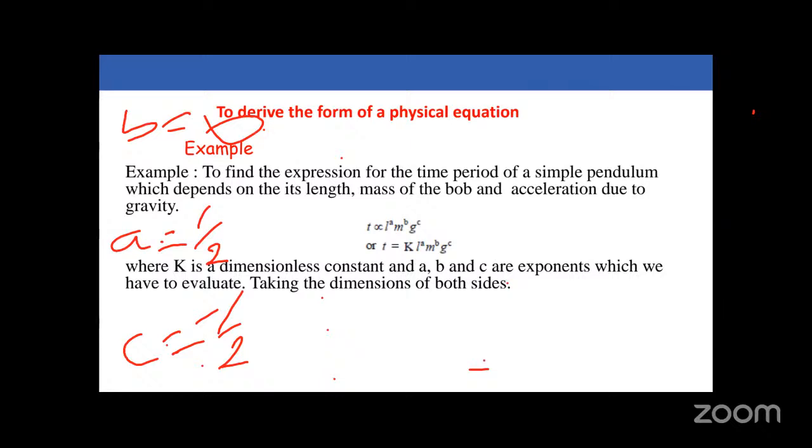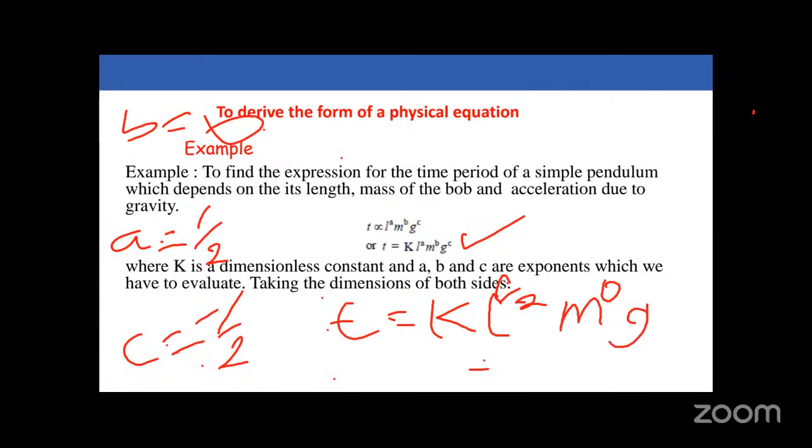So if we come back to this expression and substitute in the dimensions, we are going to have T is equal to K, L is raised to A, which is half, then M is raised to B, which is 0, and then G is raised to C, which is minus half.